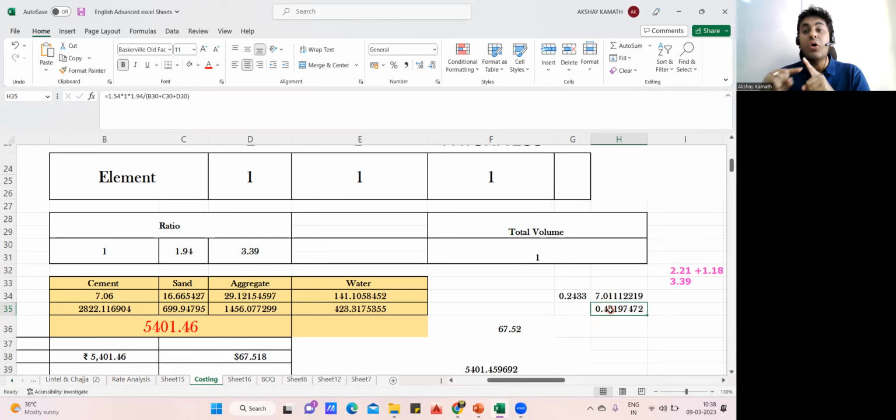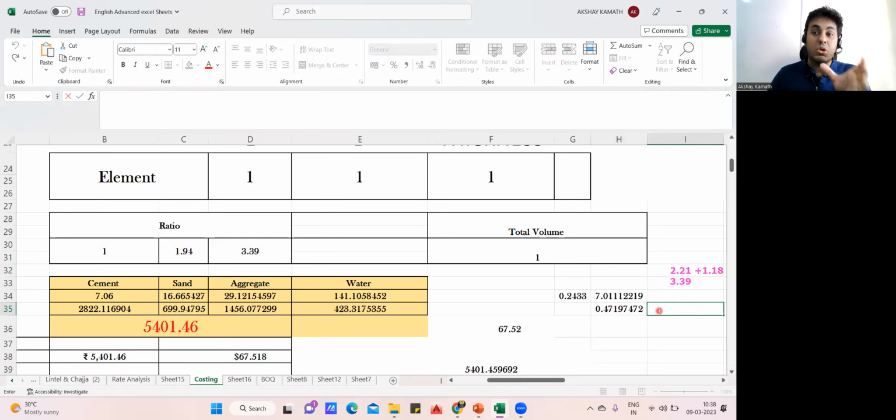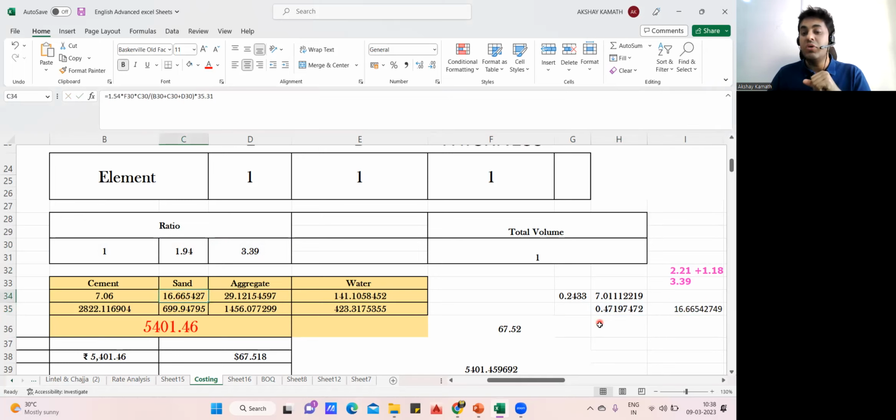But sand, we always order in cubic feet. So what you do, the conversion factor from cubic meter to cubic feet is 35.31. So what I'll do, cubic meter answer, I'll multiply by 35.31. So I require 16.66 CFT of sand. Same thing, you can see it here. Similarly, you do it for the aggregate.